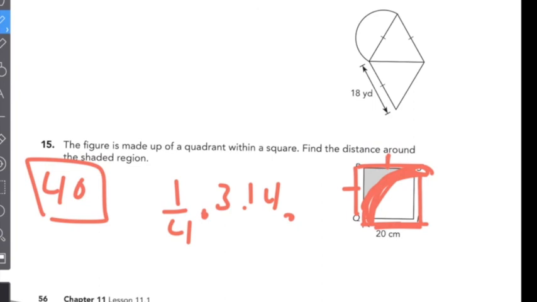So I'm going to go ahead and make it 40, and the reason why is because you need a diameter. And then from there, look, I can just simplify right here, and then that's 3.14 times 10, and then add that 40, and that's going to give you the answer.